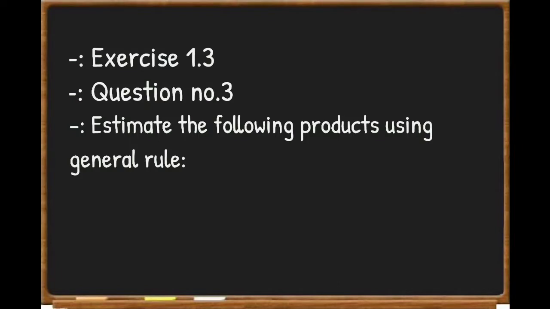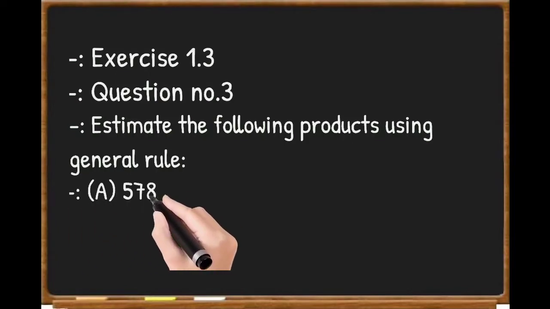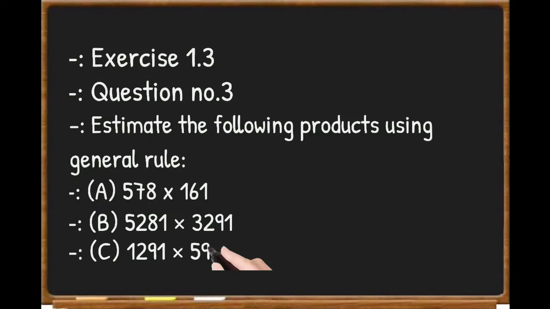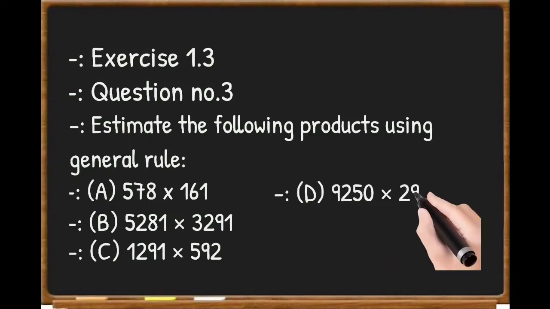So we have to first estimate the numbers which we are going to multiply with each other, and then we are going to find the product of those numbers. We are having 4 parts in this question. The first part is 578 into 161, the B part is 5281 into 3291, the C part is 1291 into 592, and the D part is 9250 into 29. So we are going to head to the first part of our question.